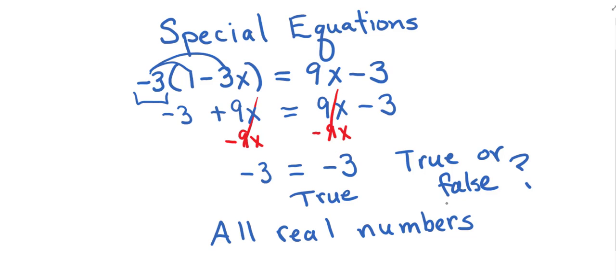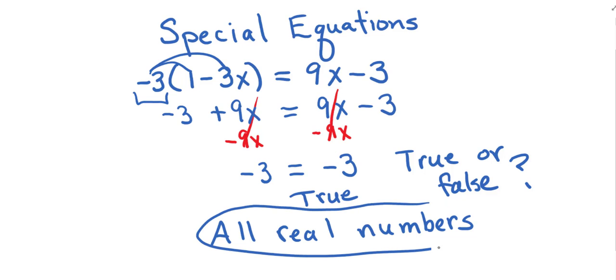Don't stop here at true. So our variable cancels. That's the clue that it's one of these special ones. We get a true statement. That means the answer is all real numbers. And what that means is you can pick any number out of the blue, plug it in to the x's, and it should simplify and give you a true statement.